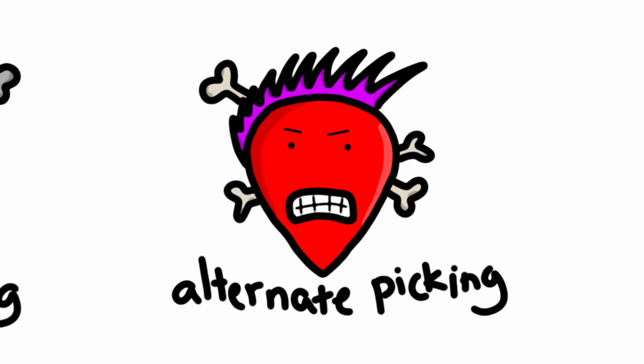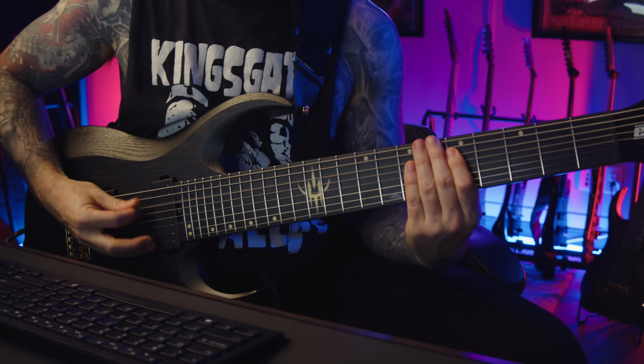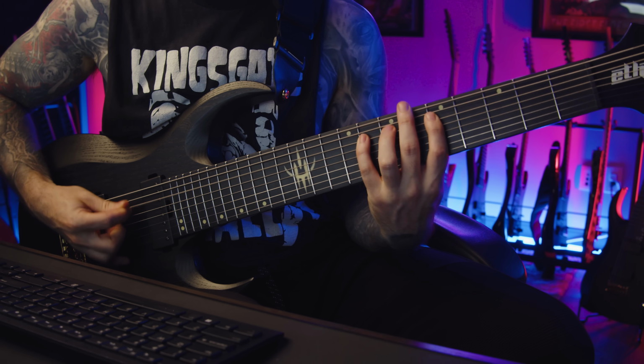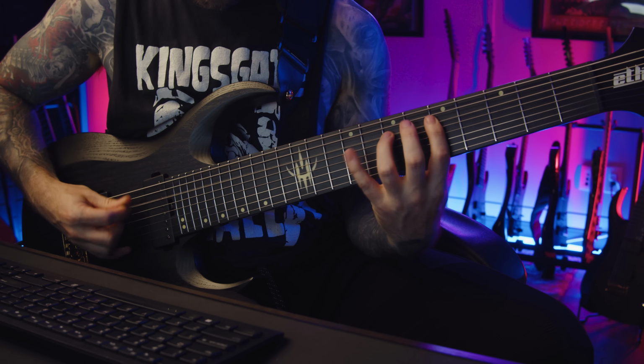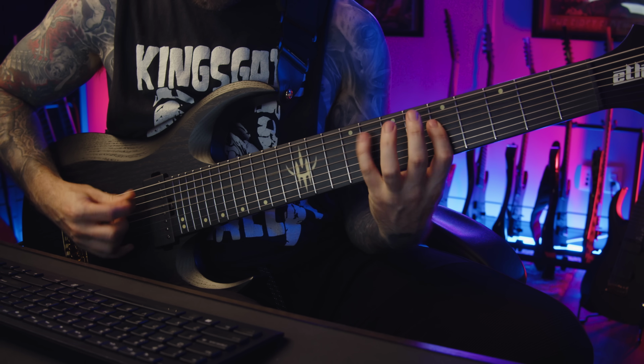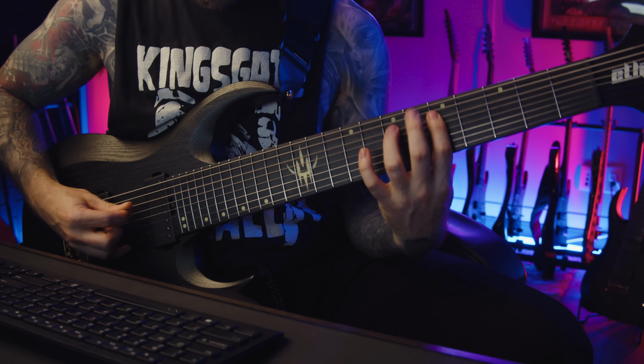Alternate picking is where you take those two procedures and you just put them together, and that's how you play everything. So you'll notice when I'm playing alternate picked runs or riffs, it's always the same. It's always down, up, down, up, down, up, down, up. And there's no exception. This keeps a really nice rhythmic stability between the notes.